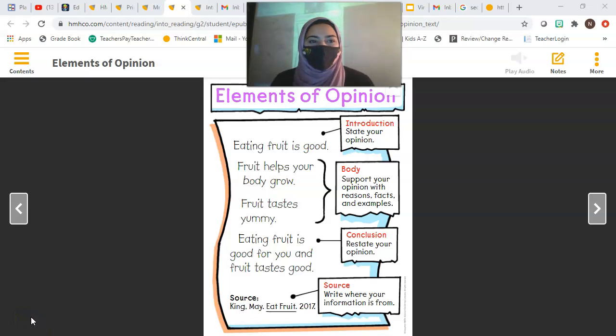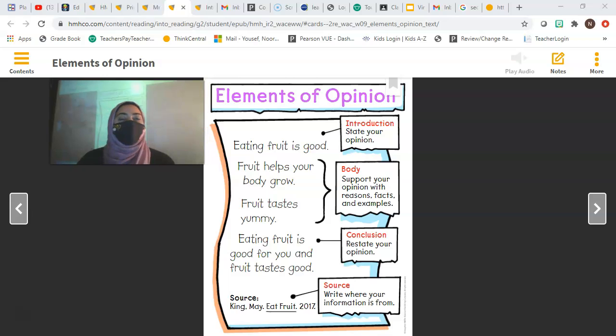Okay, so hi guys, here's your writing lesson for today, 3.2. We're mainly focusing on elements of an opinion. So we're writing a persuasive text. A persuasive text is a story that you guys are writing to try to convince somebody.